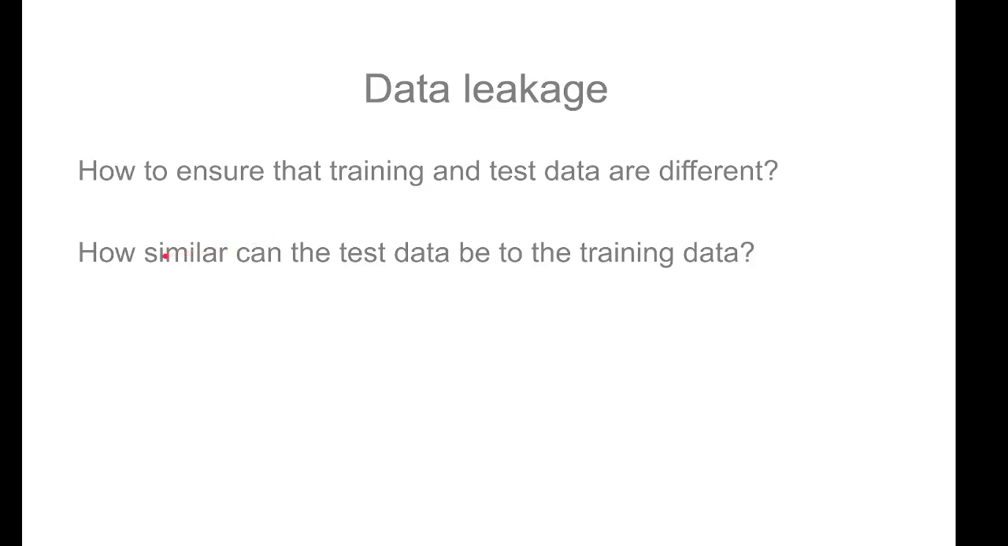So the question is, how similar can the test data be to the training data? And detecting data leakage is a very, very difficult problem because you have to weigh the trade-off between what is dissimilar enough that you have them separated, and what is similar enough. So you need good sampling strategies in order to have a balanced and even way how to sample your test data from your overall data.